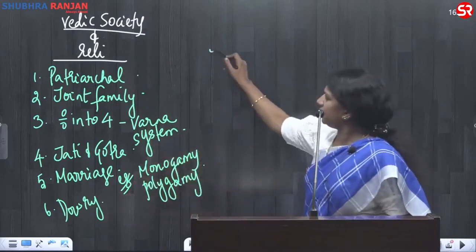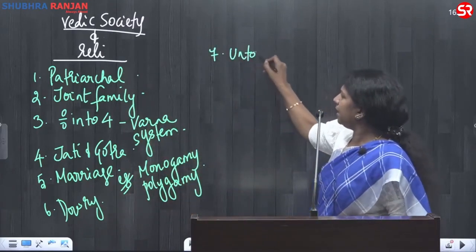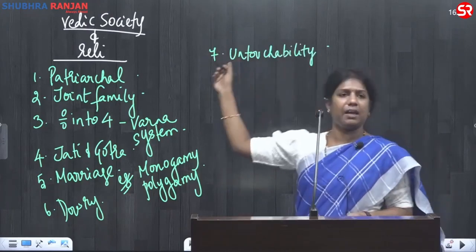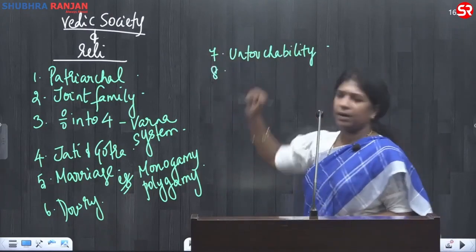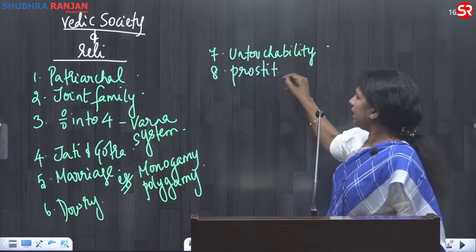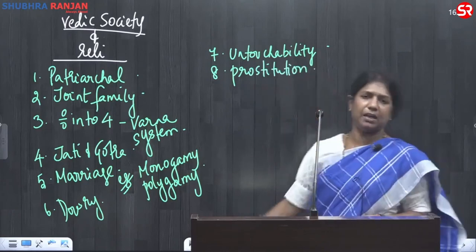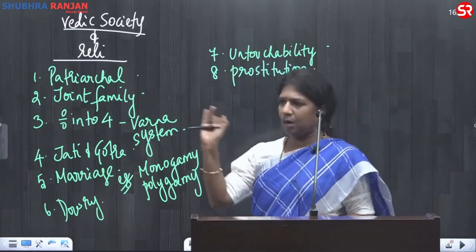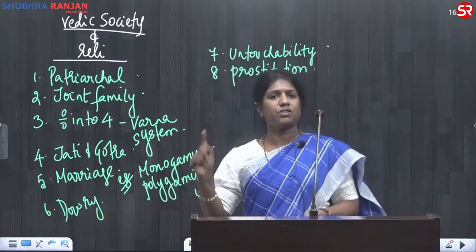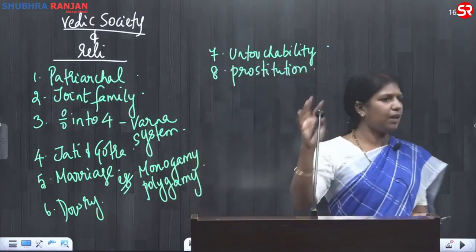Getting it? Then the 7th one, untouchability entered. Untouchability entered during the Vedic age. Getting it? Then the 8th one, we happen to see what? The concept of prostitution. That also entered during the Vedic age. Prostitution was there, dowry was there, untouchability was there, joint family was there, Varna, Jati, Gotra was there. We are taking all of them.